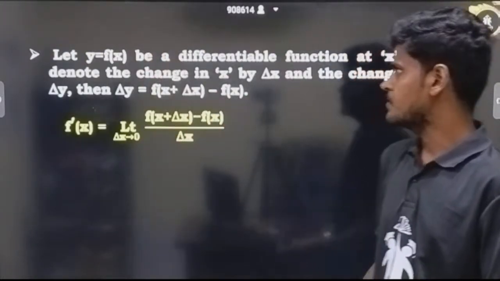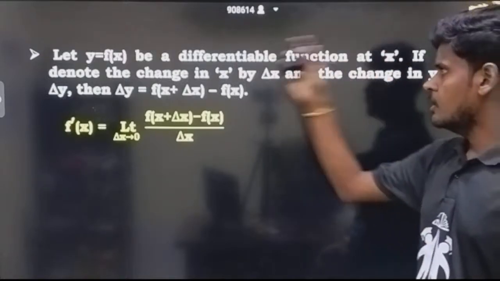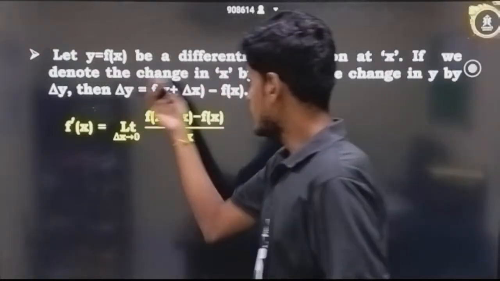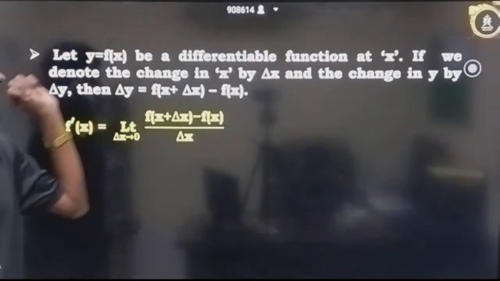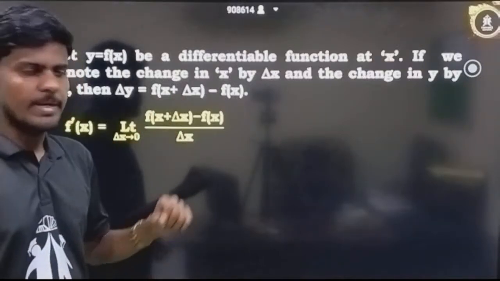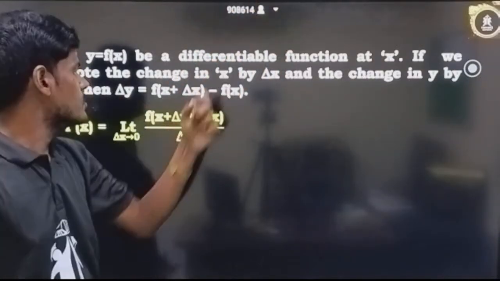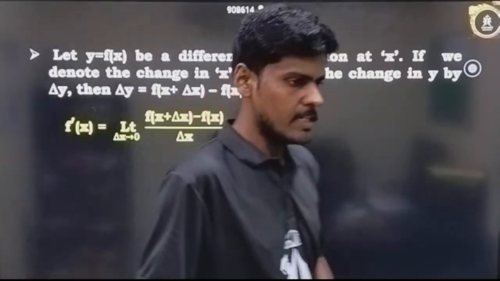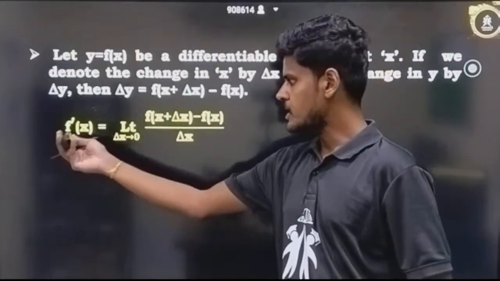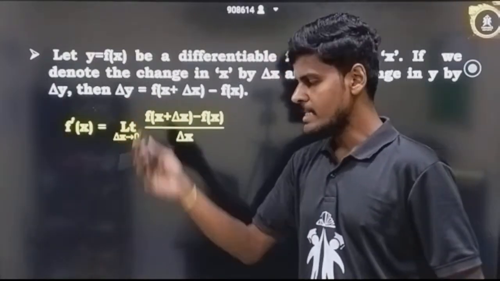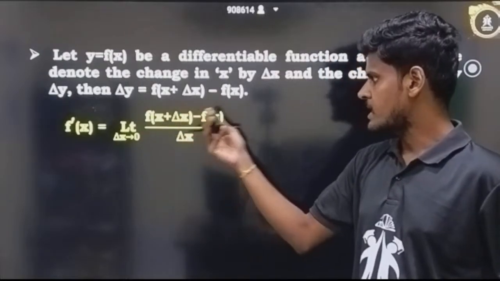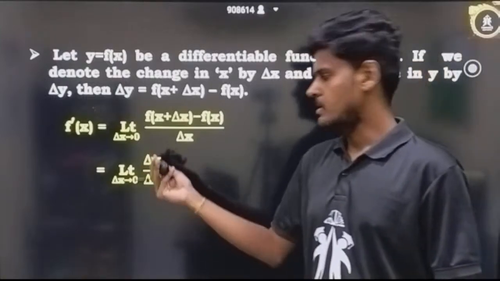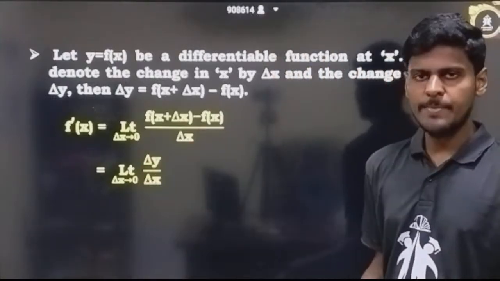Let y equal to f of x be a differentiable function at x. If we denote the change in x by del x and change in y by del y, then del y is nothing but what we have already seen in the geometrical representation. So del y gives the difference in y values, that is f of x plus del x minus f of x. Again we can write the derivative of a function in this format. f dash of x is equal to limit of del x tends to 0, f of x plus del x minus f of x by del x. All these are the same. This is limit del x tends to 0, del y by del x.